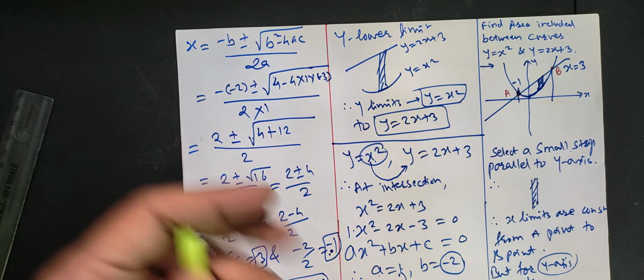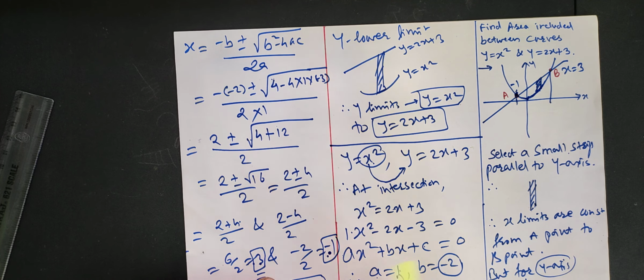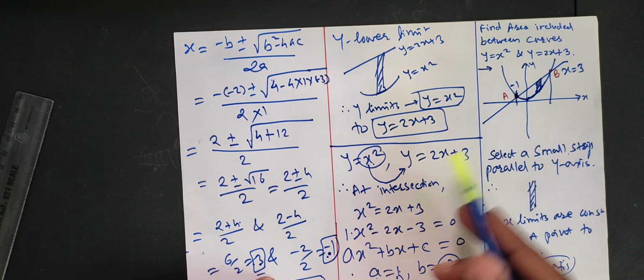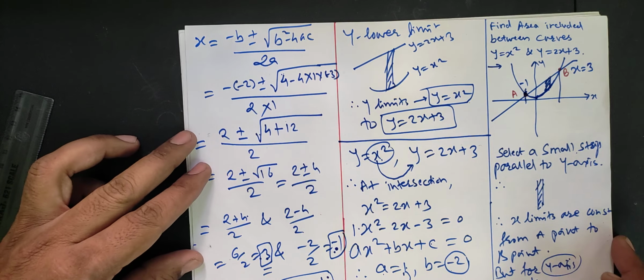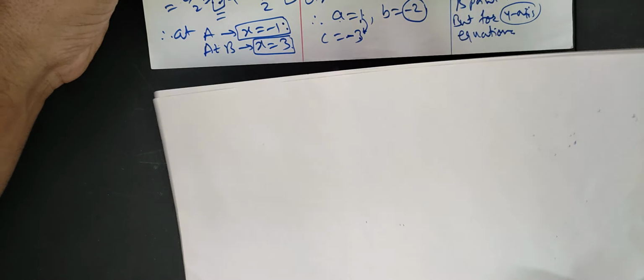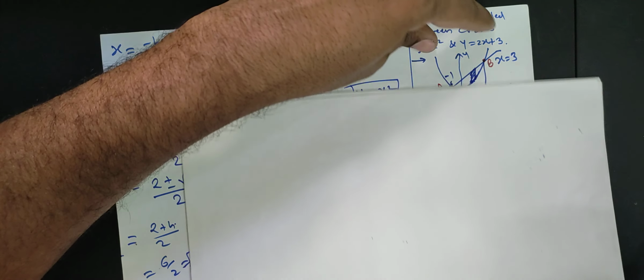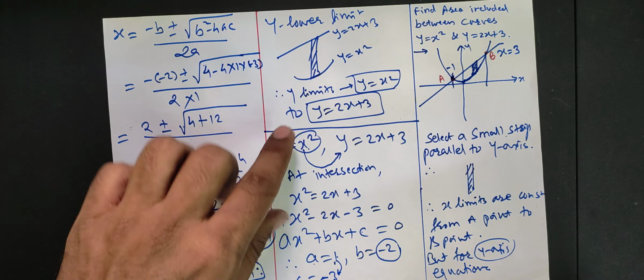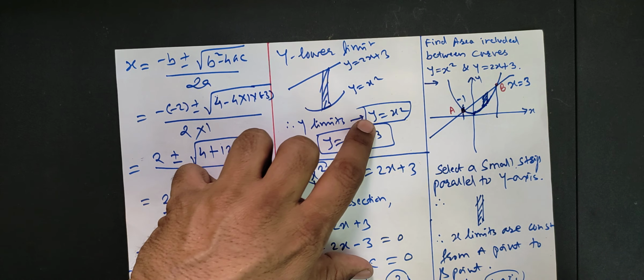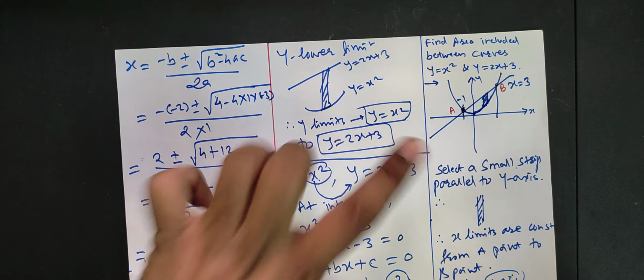Now we are using these limits and calculating y if we require that y. Otherwise we are first going for the y terms. Okay, now go for it. See, what was our curve? y equals x square and y equals 2x plus 3. We had already calculated the limits of y. Lower limit is y equals x square and upper is y equals 2x plus 3.